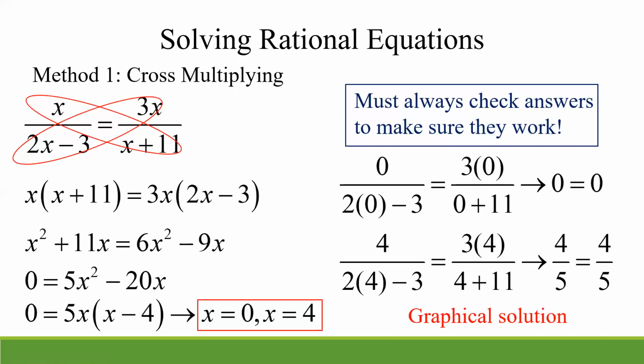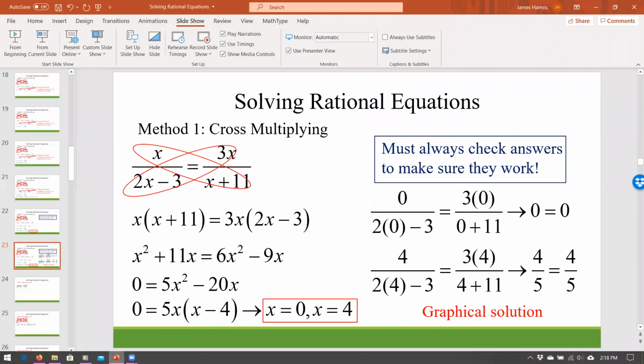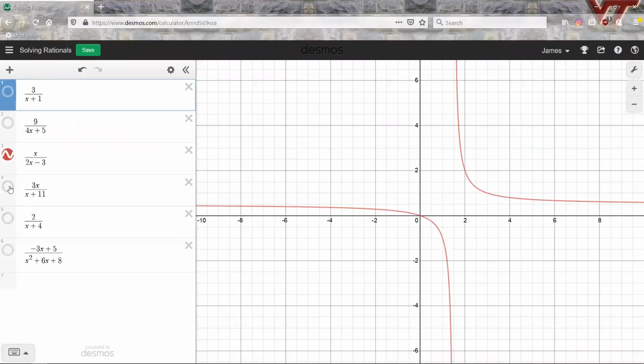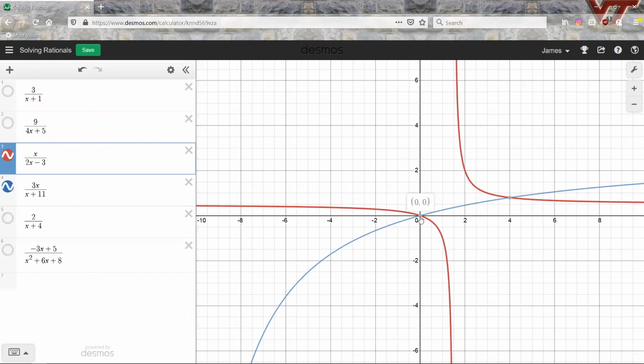Okay, so I'm going to show you this one on Desmos also, just so you can see what two solutions look like. In this case, I've got those here and here. And if I just highlight one of those graphs, you see there's the point 0, 0. And then here's the point x equals 4. And again, we don't really care about the y value. It's just the x values that we care about. So those are the two solutions in this case.